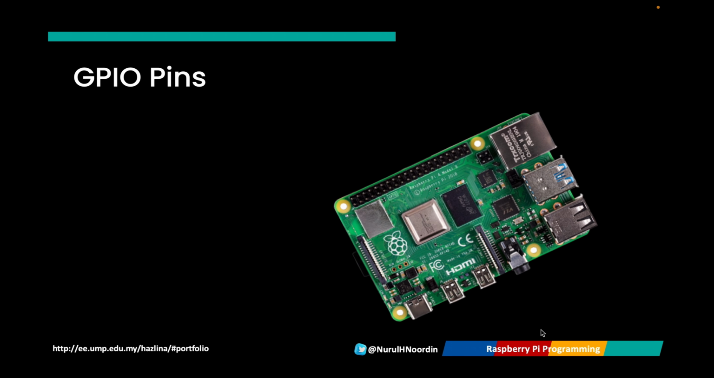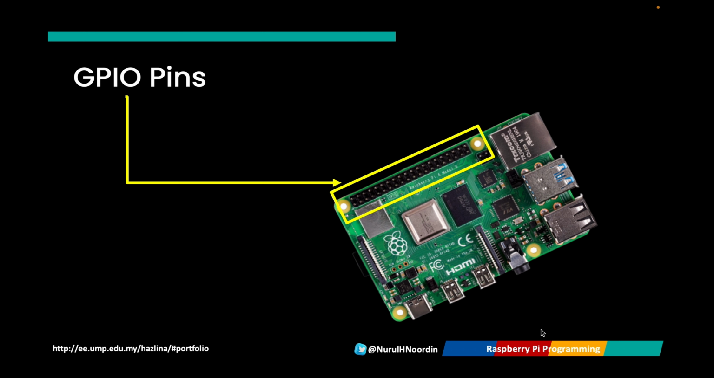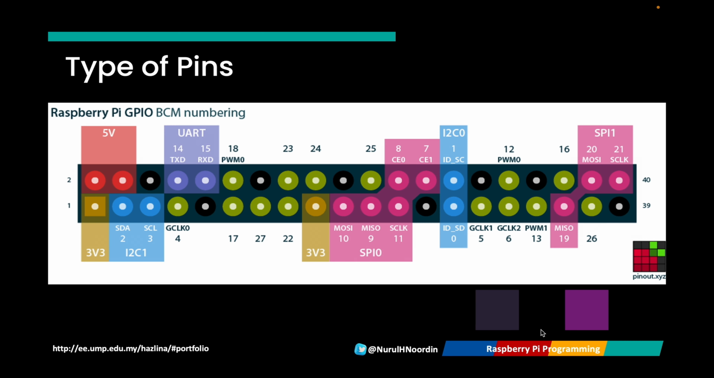GPIO, General Purpose Input-Output pins, allows Raspberry Pi to communicate with external components used to control LEDs, buttons, motors, sensors, and more. This pin can be programmed for input, reading data, and output, sending signals. This is an example of the Raspberry Pi GPIO pin-out diagram. This is the Raspberry Pi 4 GPIO pin-out diagram.